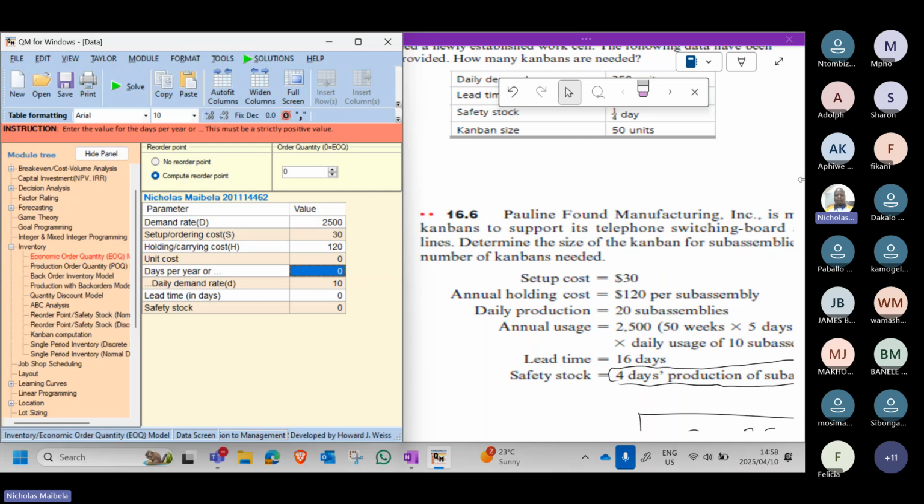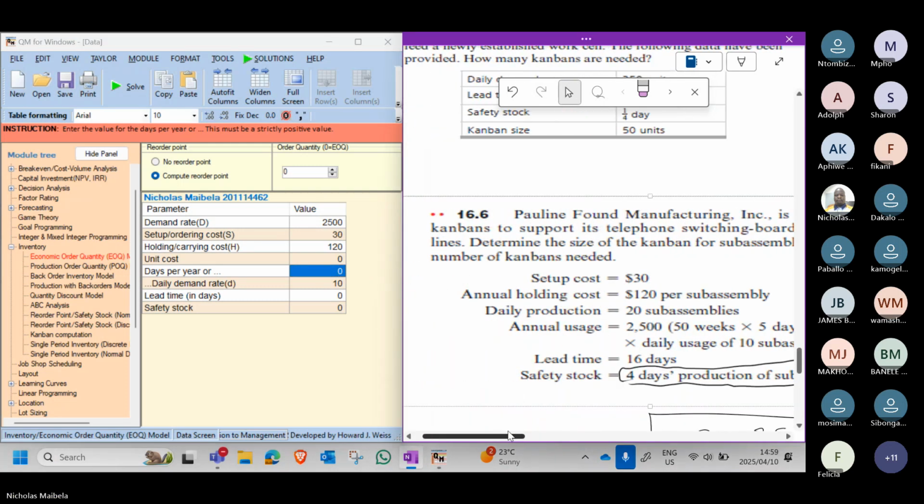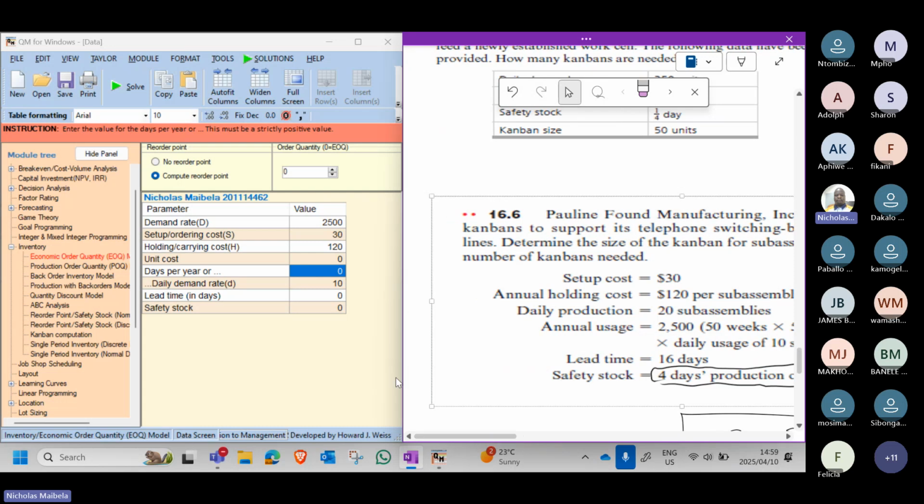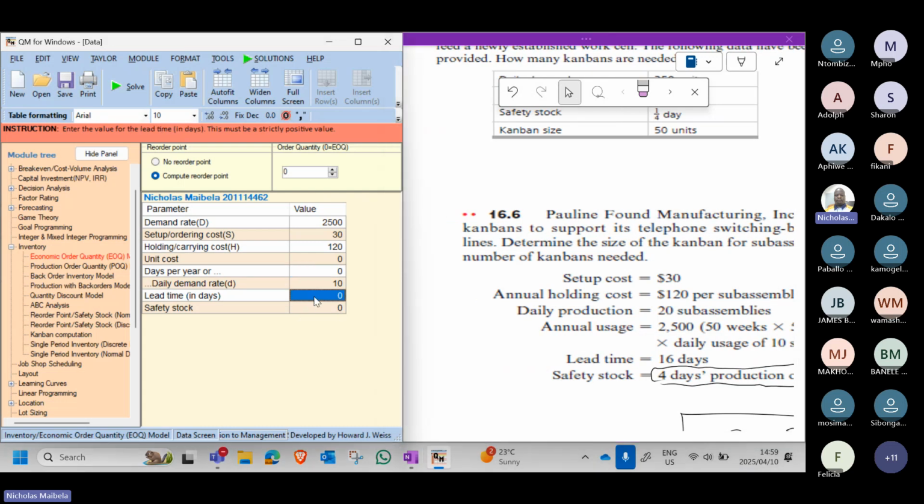Days of the year, do we have here? Days of the year? Nah, we don't have it. Right. Then lead time in days, 16 days. What is the safety stock? What is the safety stock? What do I write there?